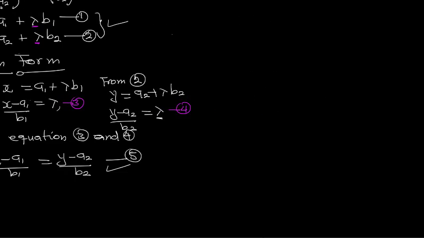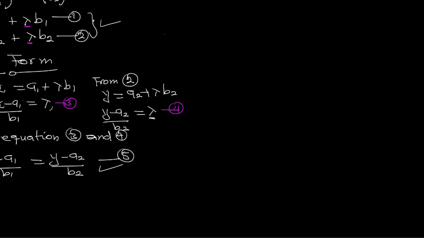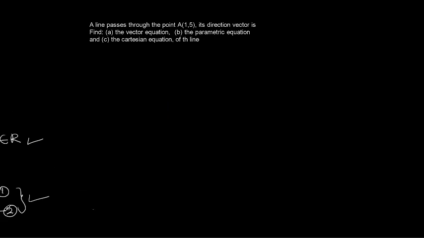Now let's solve some examples on this. On screen is a question that says that a line passes through the point A (1, 5). Its direction vector is (3, 2). That is the direction vector. Find the vector equation, the parametric equation, and the Cartesian equation.